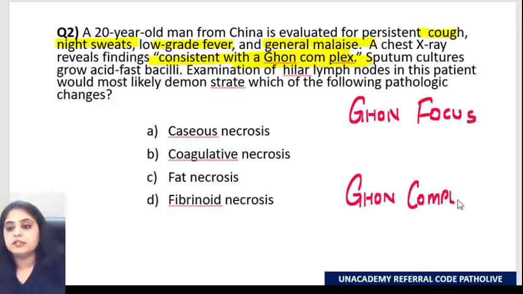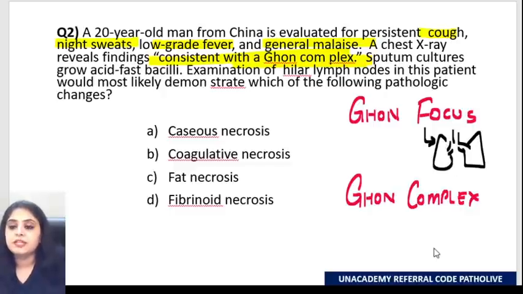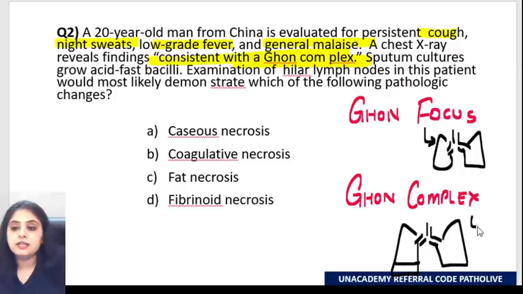Something basic again, so quickly going through that. A Ghon focus is just the focus of tuberculosis in the lung. Only in the lung. It's a focus. However, if there is a complex, I'll have a couple of things. In the complex, what do I have? If I have TB in the lung, along with the lung I see that there is involvement of the hilar lymph nodes as well.